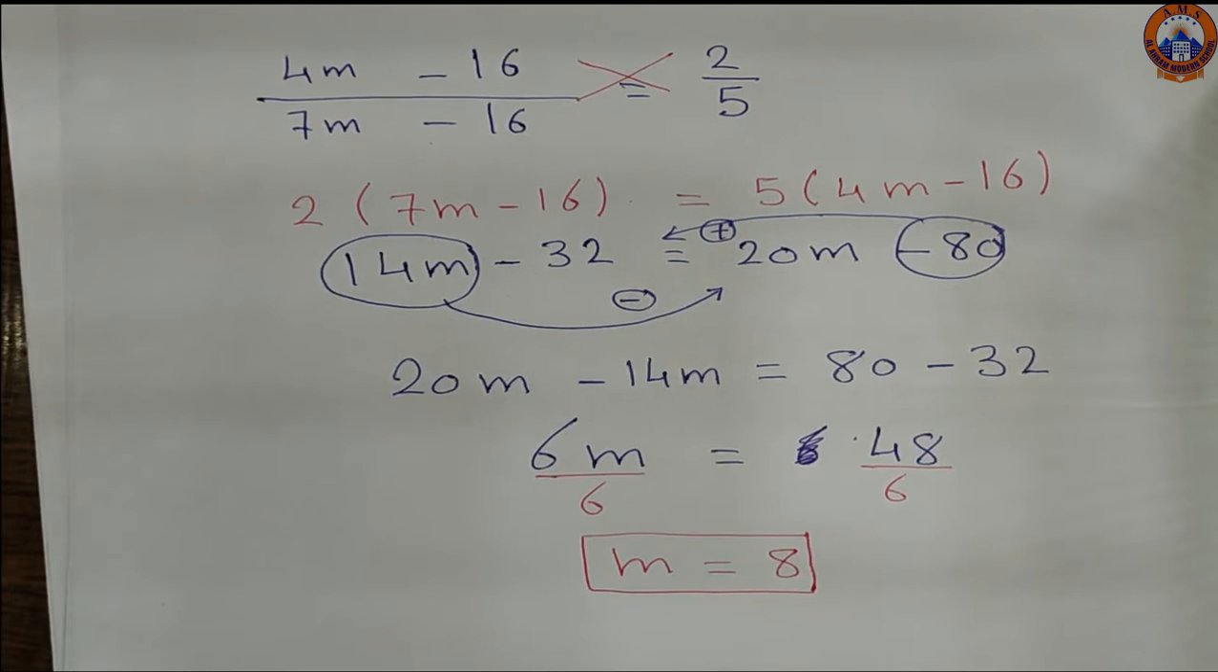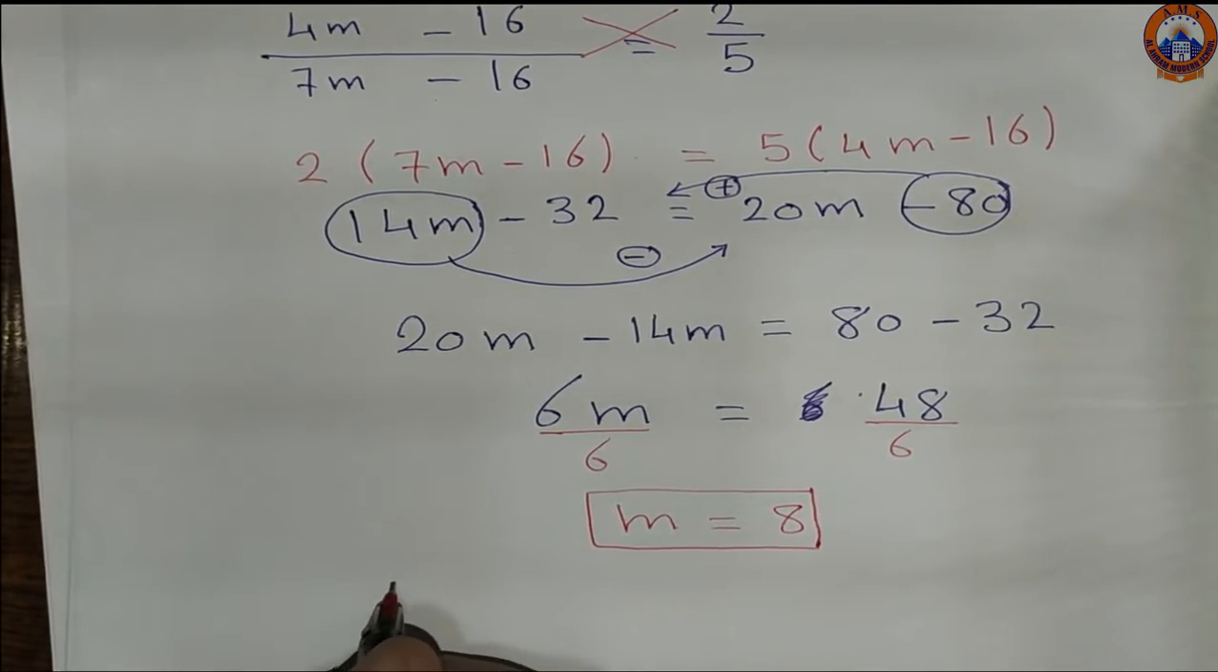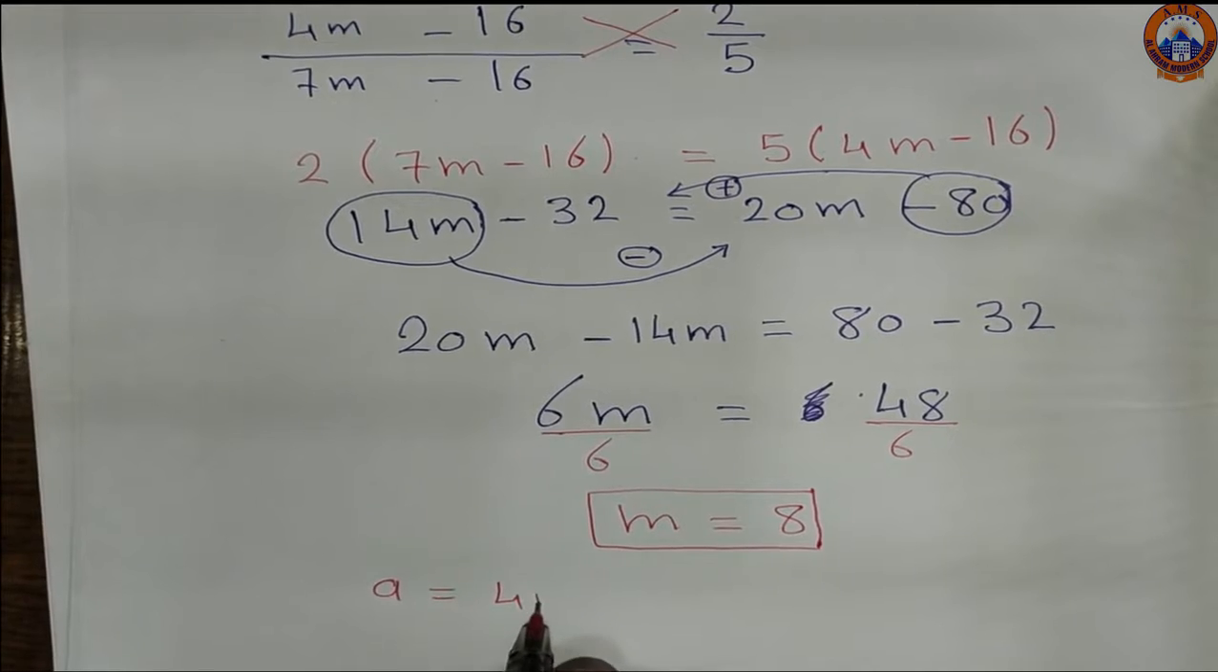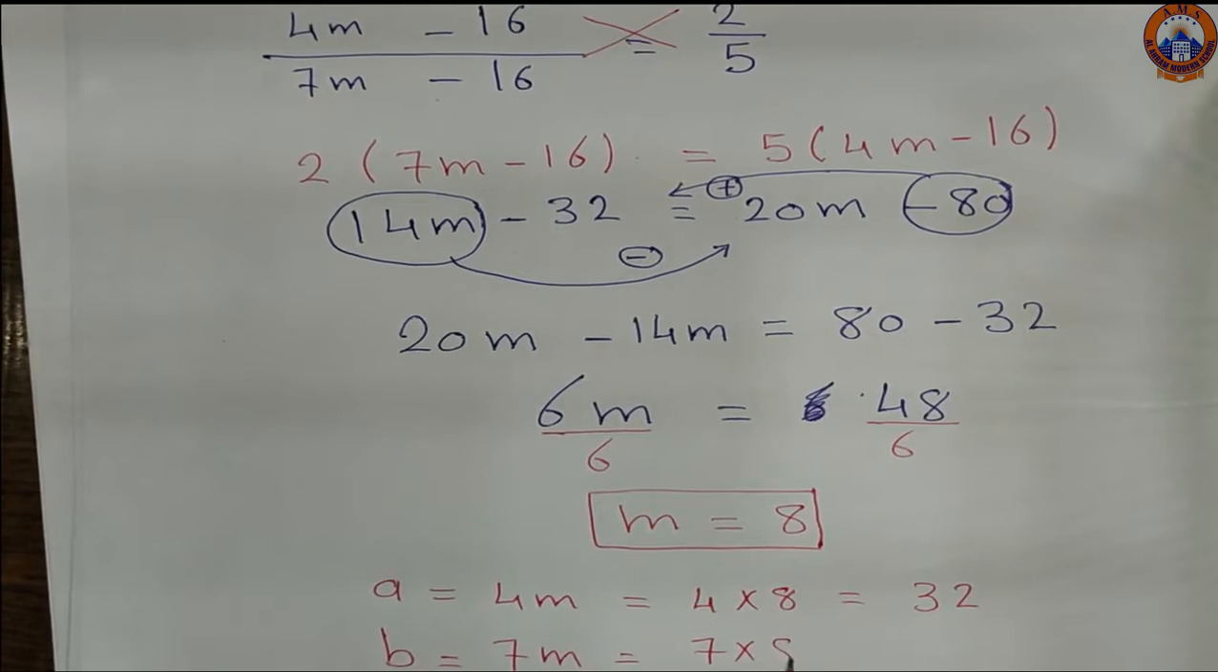The original numbers should be a, which equals 4m. So we're going to multiply 4 by 8, which equals 32. And b, which was 7m. We're going to multiply 7 by 8, which is 56.